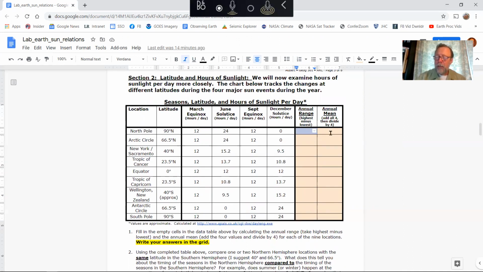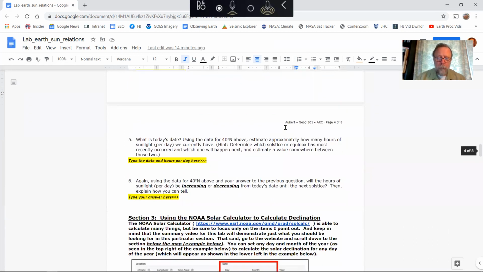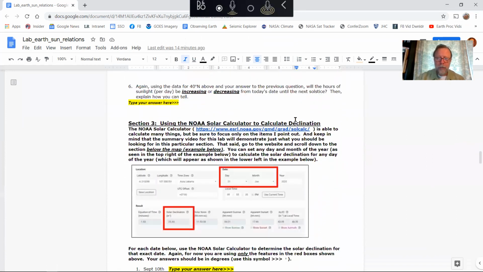What if on average you have lots of hours of sunshine per day? What does that mean for your location compared to other locations? I imagine it means you're going to get more energy. Okay, so again, read the questions carefully.